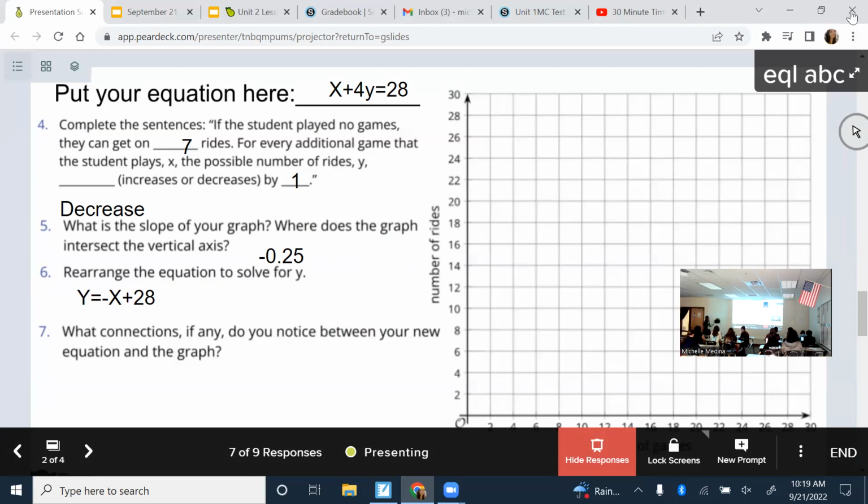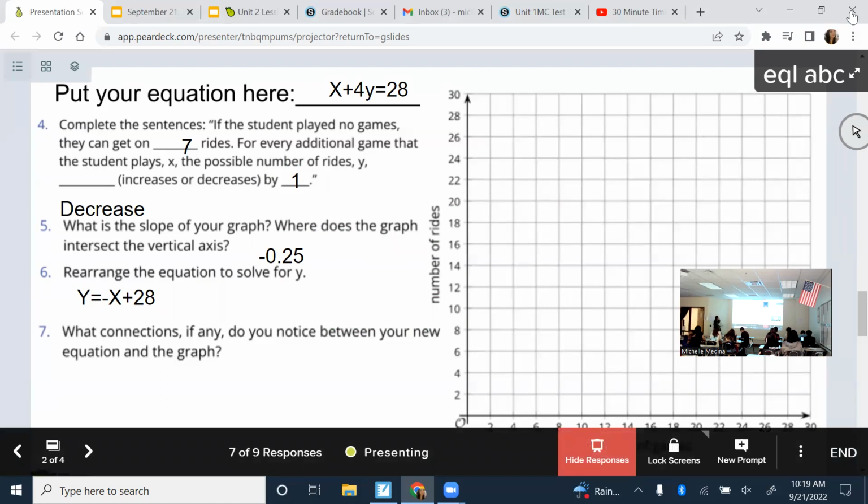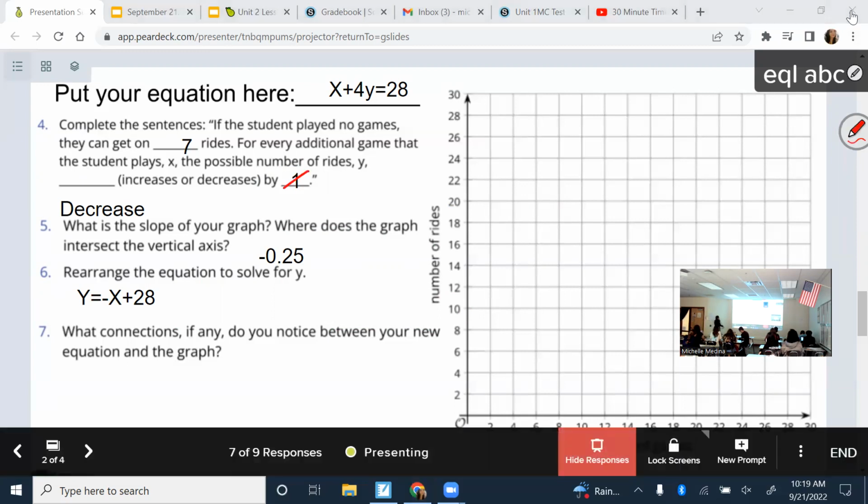When they play no game, so x is 0, we solved y and it was 7. So that makes sense. It did decrease because the graph would go down. I don't know that it decreases by 1 though, so we'll table that and fix it later. For the slope, I'll graph it using the y-intercept again. So it was 0, 7, and then the x-intercept was 0, 28.